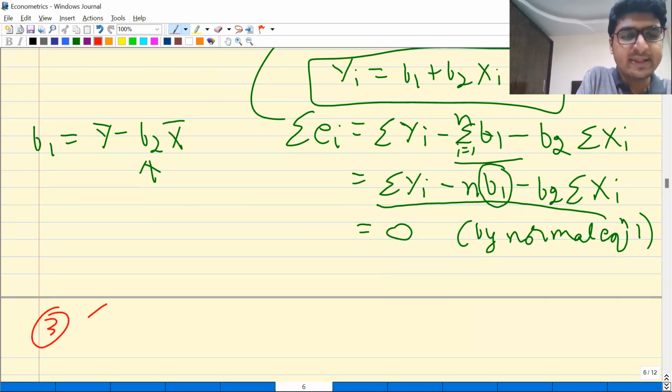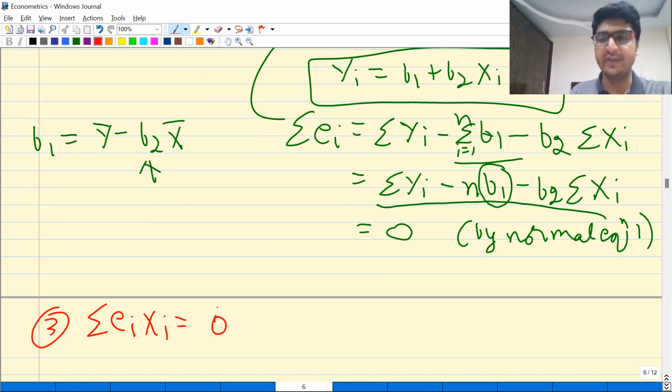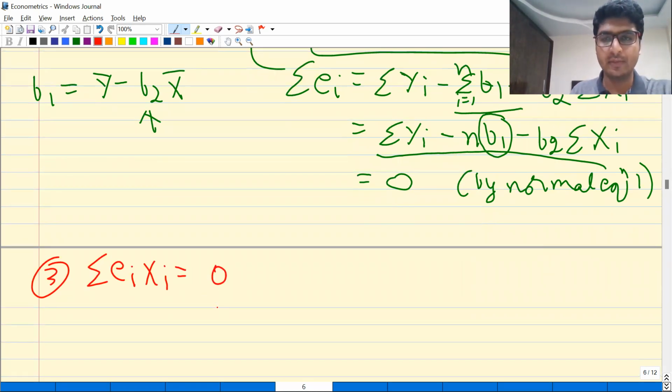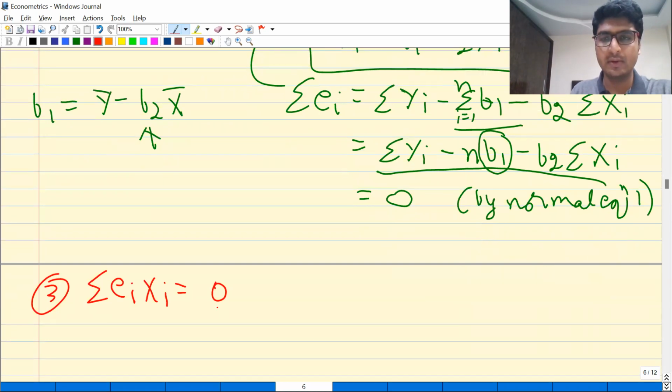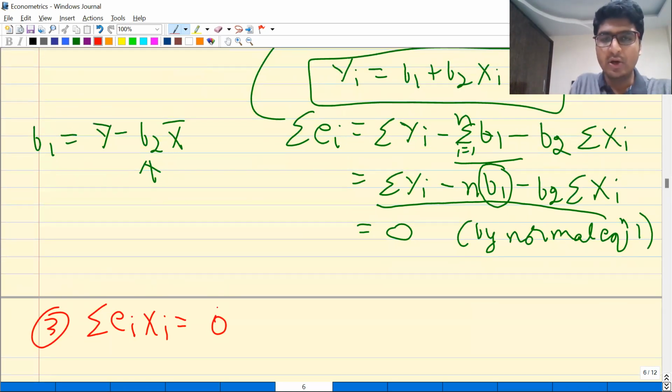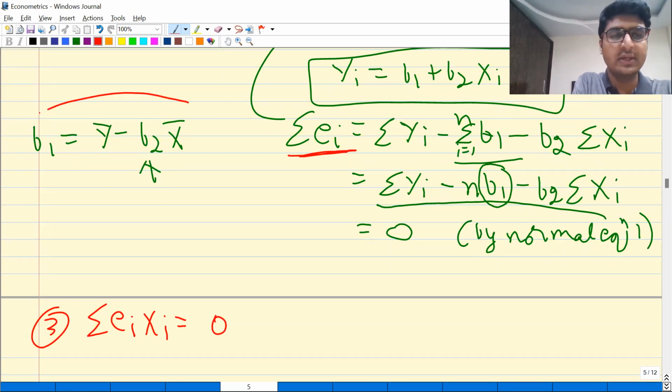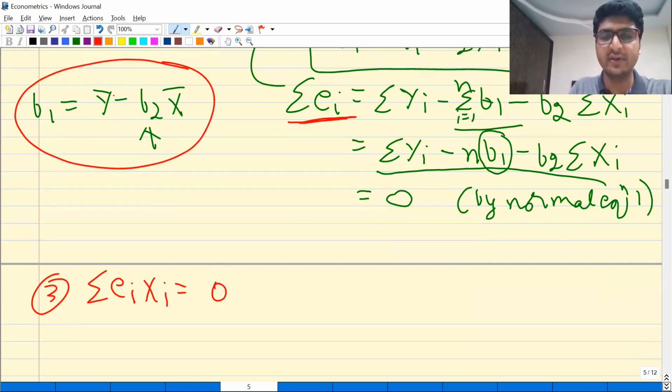और यू कैन जस्ट सिंपली डिवाइड बोथ साइड्स बाय n, तो आपको यही इक्वेशन मिल जाएगी और आपको मिल जाएगा फिर 0. ओके.